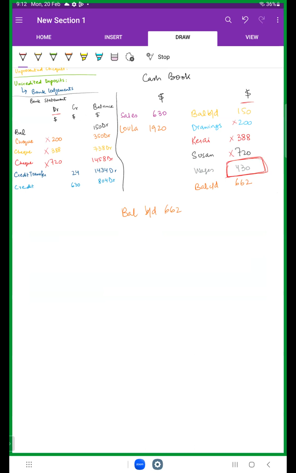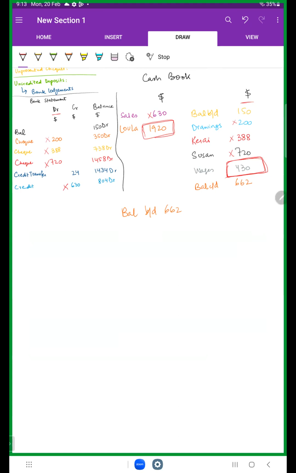Keep it aside, okay? I've marked 430. Now I'll compare the credit side of my bank statement with the debit side of my cash book. Do I have 630? Yes. I'll cross that. Do I have 1920? No, I don't have 1920. So I marked 1920 from the cash book. Are you seeing that we have marked two things from the cash book? Yes.